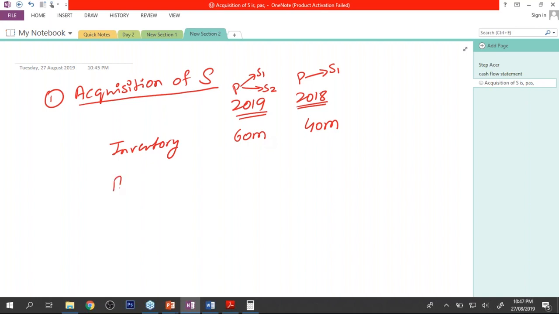Now the question says that at acquisition of subsidiary, the value of the inventory was, let's suppose, $15 million.